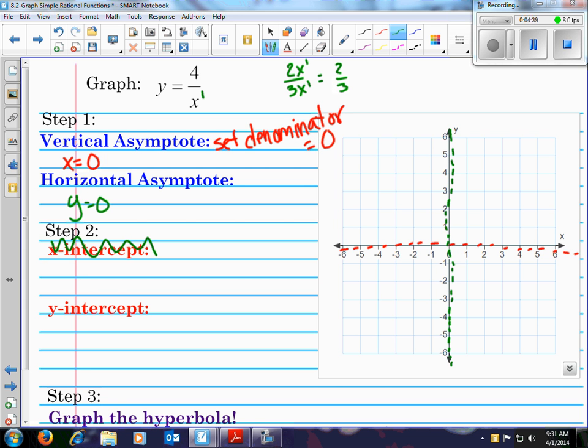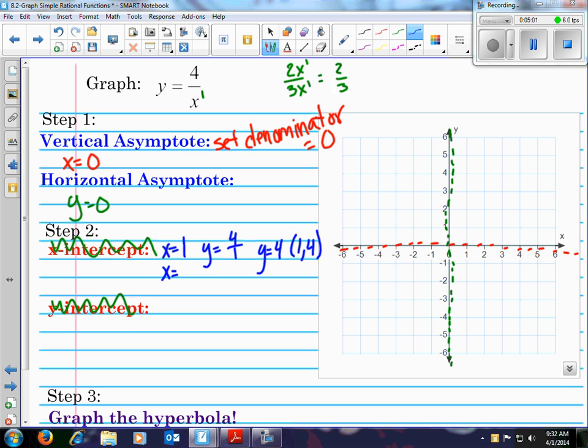So I can't find an x-intercept or a y-intercept, so I'm just going to plot points. I'm going to say my first point is x equals 1. If I put x equals 1 over here, then I have y equals 4 over 1, so y equals 4. So my point is (1, 4).